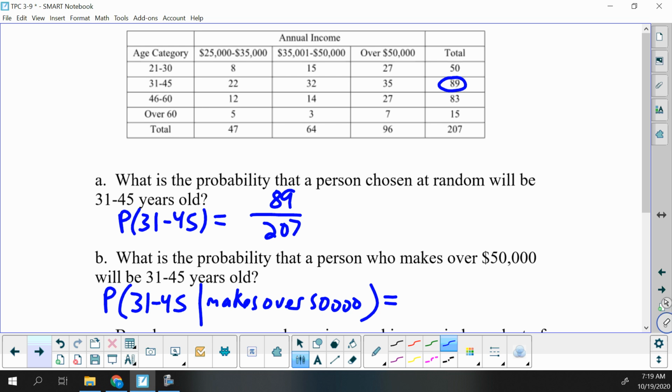So this means we want to look in the makes over 50,000 column only. And looking only in that column, what is the probability of being 31 to 45? Well, we've got 35 for the numerator and 96 for the denominator.